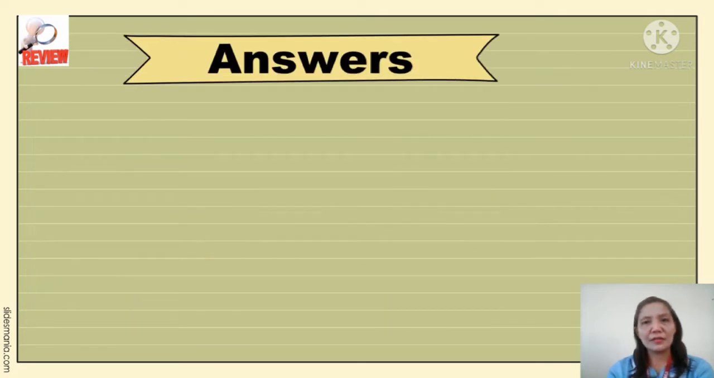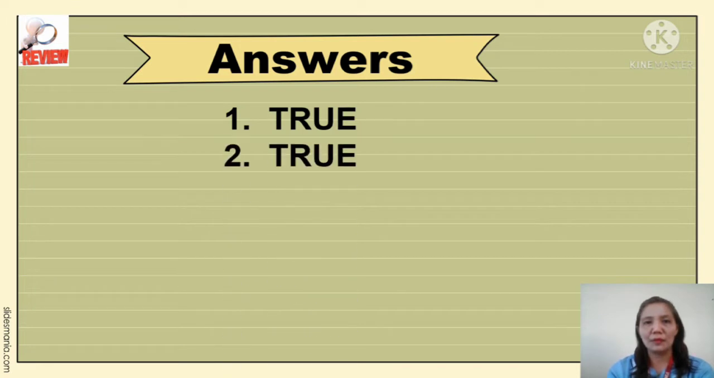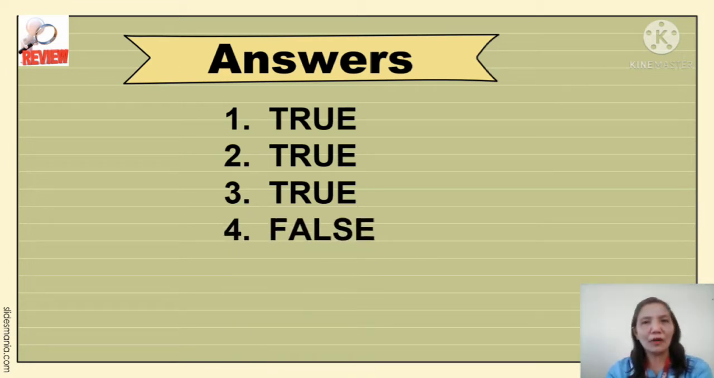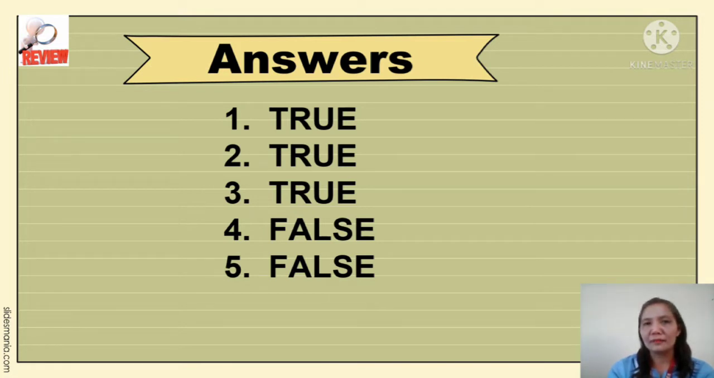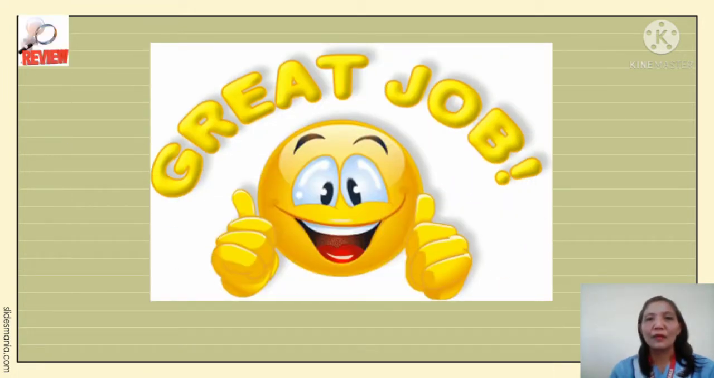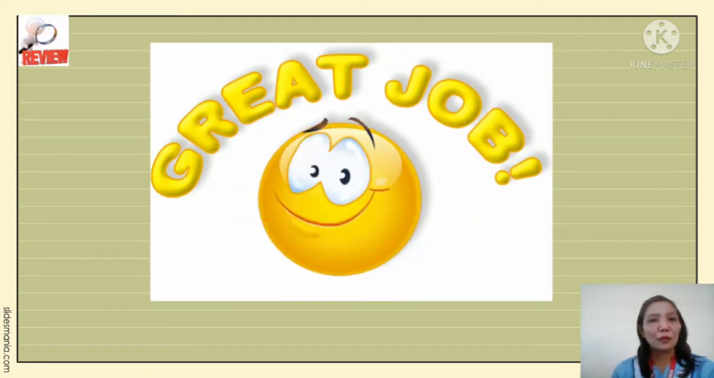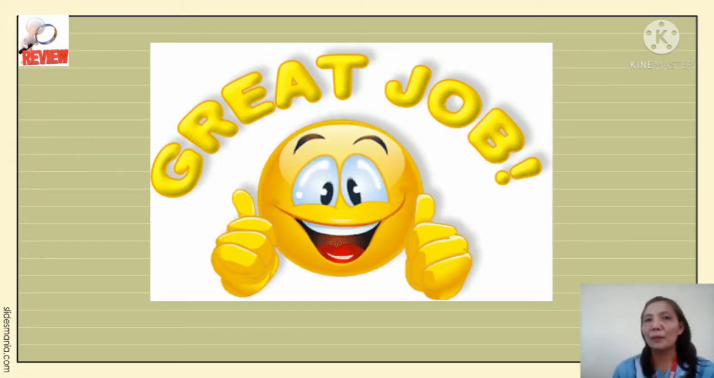These are the answers in our review. Number 1. True. Number 2. True. Number 3. True again. Number 4. False. And number 5. False. Did you get all the answers? Great job! To those who didn't get a perfect score, that's okay. There are more activities waiting for you.